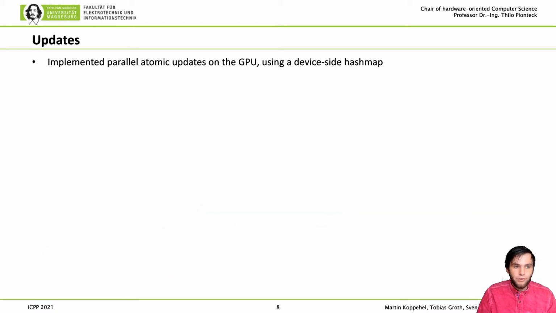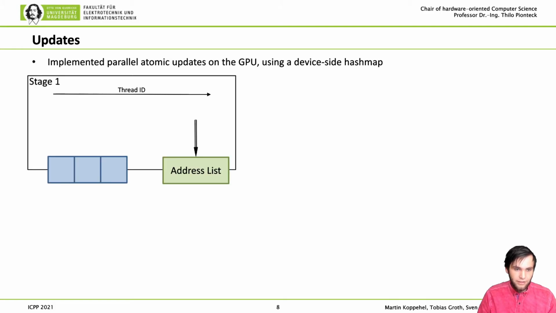The last thing we did was implementing updates. We implemented parallel atomic updates on the GPU. And that is done in 2 stages with 2 sets of data that are shared between these stages. On the left in blue, we have a hash map that is residing on the device. And in green, we have a list of updates to perform. The hash map is filled with the list of thread IDs that are allowed to perform an update. For example, when we have conflicting keys, we only want to have one of the threads to win.